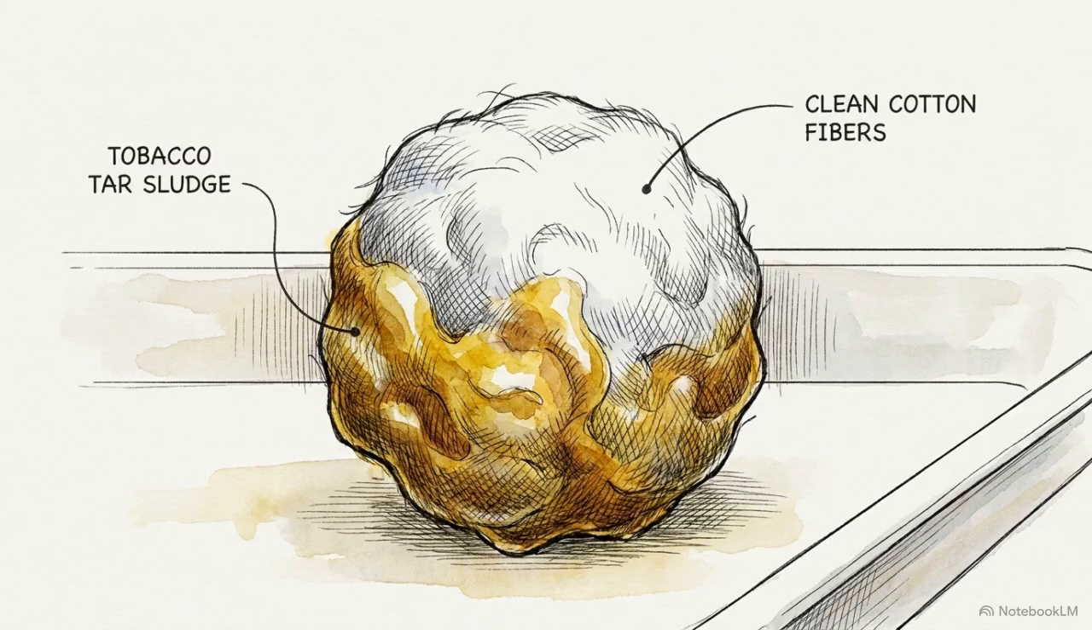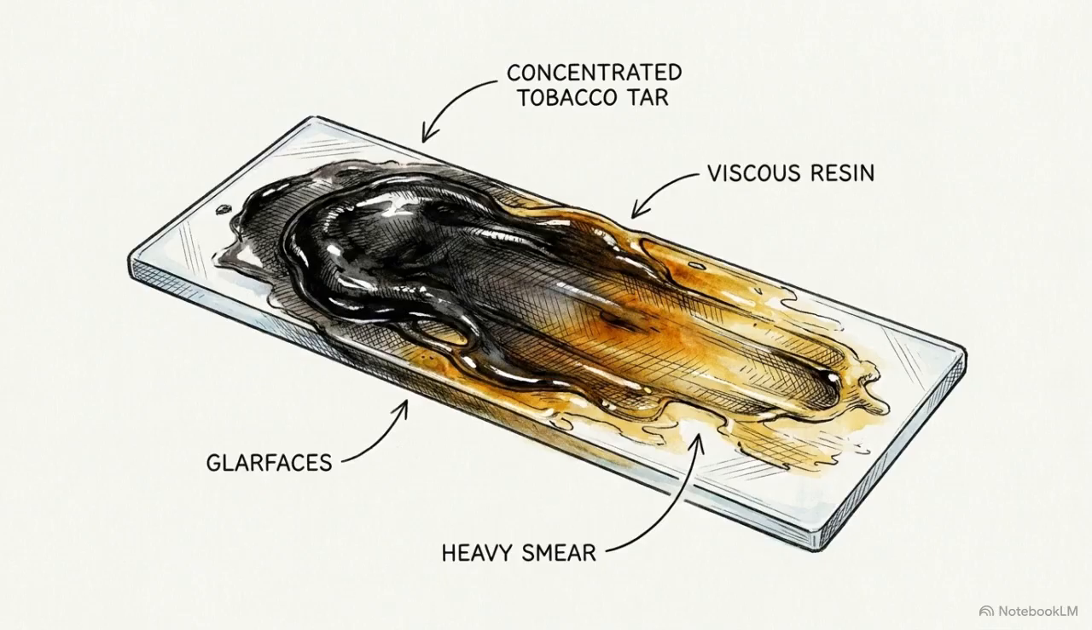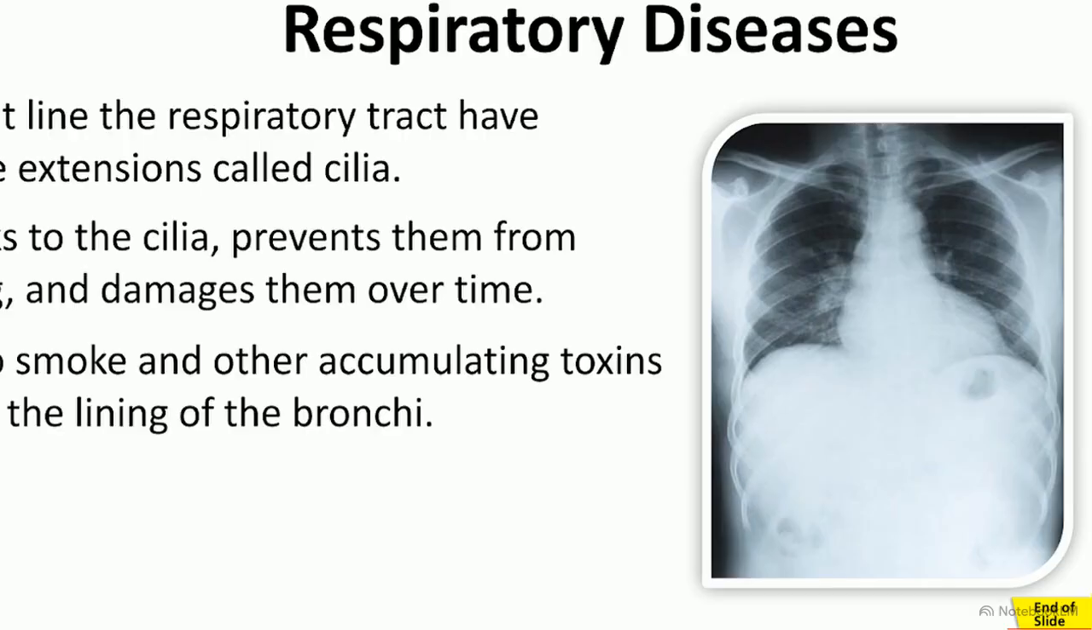The cotton is no longer white. It is now covered in a dark, sticky, yellow-brown substance. This substance is tar, the toxic chemical byproduct left behind by burning tobacco. This tar is what causes the long-term damage we discussed.